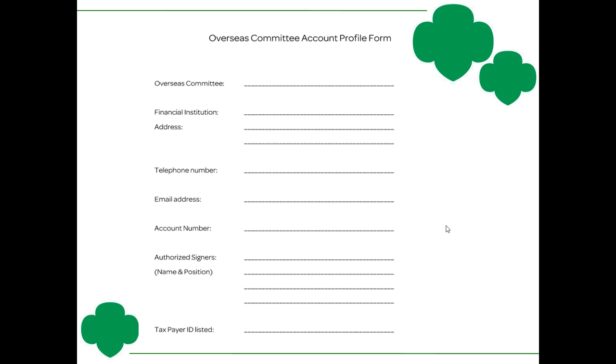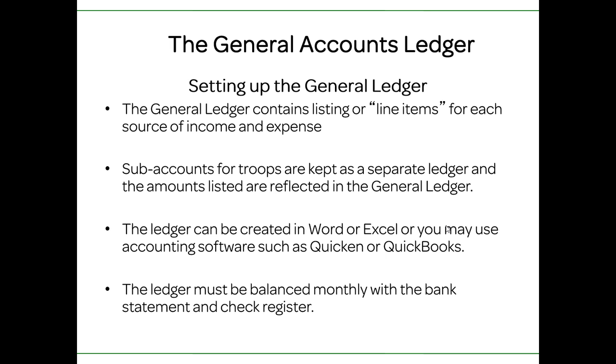Also, as part of being a treasurer, we do have a form that must be submitted with your paperwork that's due on September 15th. This is your account profile form. This form, of course, asks for your overseas committee name, the financial institution that you are currently banking with, and various other information. Again, you will turn in this form by September 15th with your plan of work, constitution, bylaws, and budget that your overseas committee chair will be collecting.